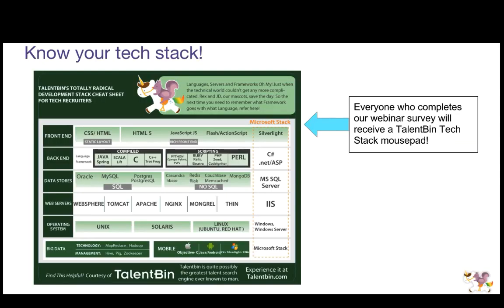So to start off with, this is TalentBin's handy dandy technical cheat sheet mousepad. I think it's actually a really great little tool here. I use it on my day-to-day, and what you'll see is that it gives a really clear outline of the types of skill sets that are a part of each unique tech stack.